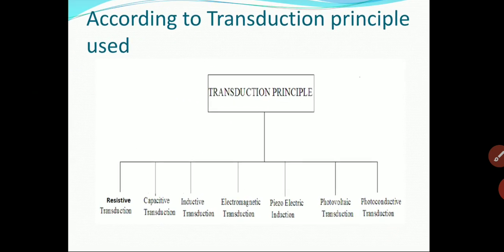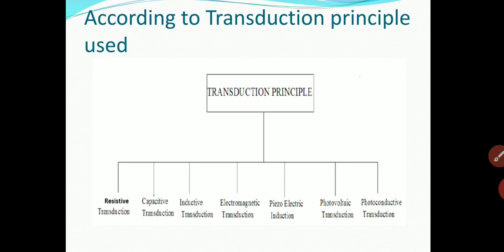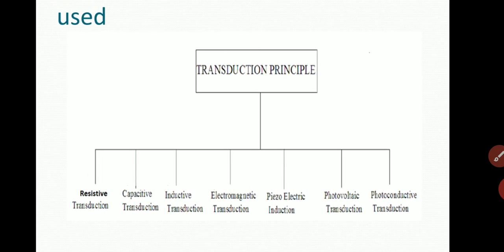Next classification is according to the transduction principle used. There are three basic transduction principles, that is resistive, capacitive and inductive. After that, electromagnetic, piezoelectric, photovoltaic and photoconductive transduction is also there. So we will discuss in brief here, because there are a number of examples of all these transductions that we have to discuss later in this unit. So starting with the resistive transduction.